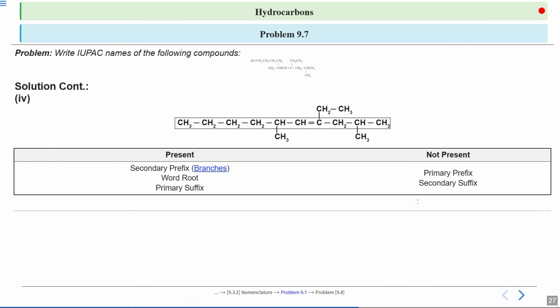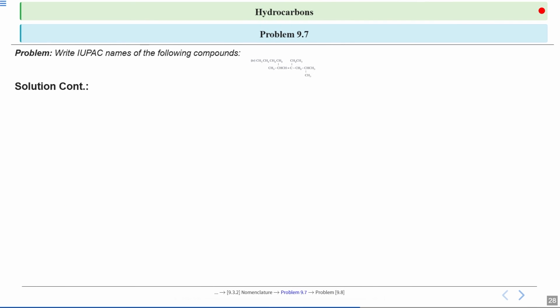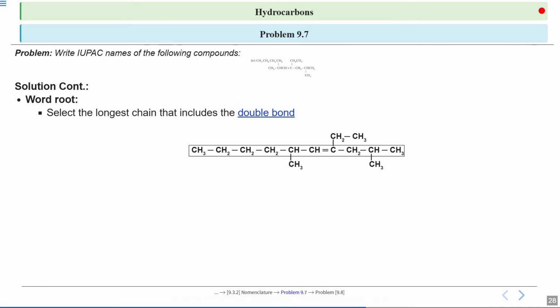Next, we have to decide the word root. What will we do for the word root? We will select the longest chain that includes the double bond. If we do so, then this is the possible longest chain that includes the double bond as well. If you count the number of carbons, it will be equal to 10. So the word root is dec.